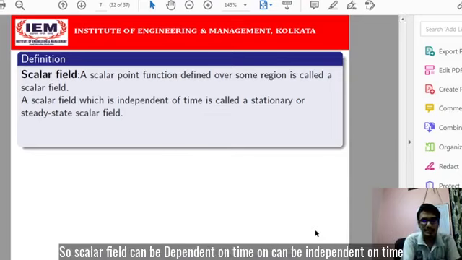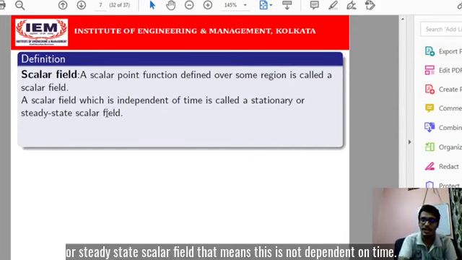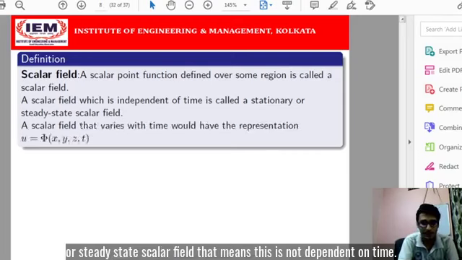So a scalar field can be dependent on time or it can be independent of time. If it is dependent on time, it is called a time-dependent scalar field. If it is independent of time, then it is called a stationary or steady state scalar field. That means this is not dependent on time.